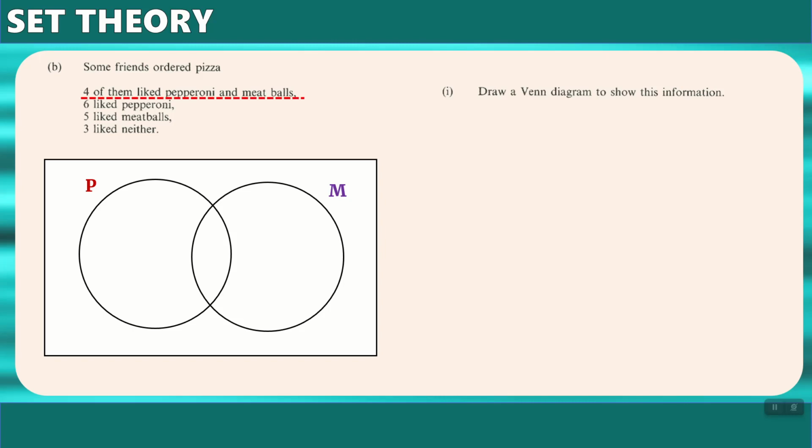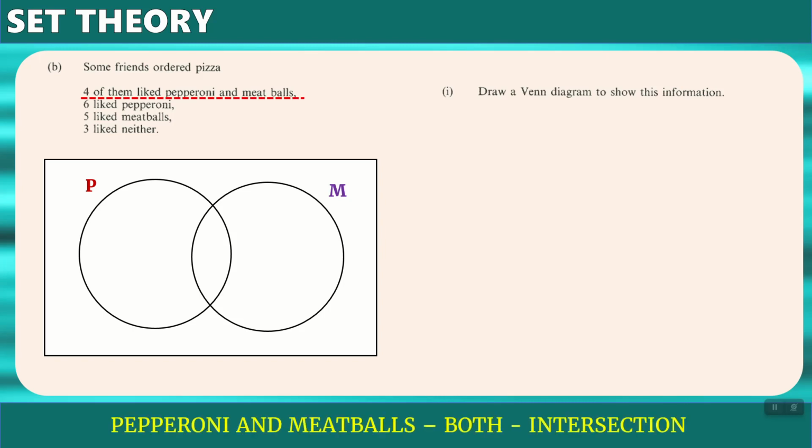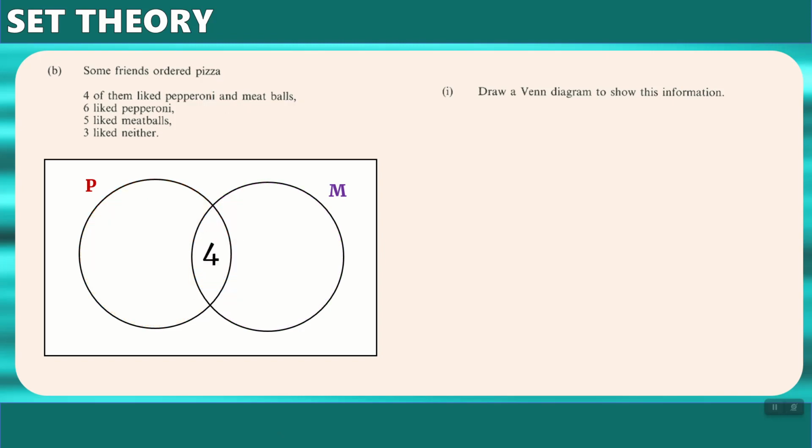The first part says 4 of them liked pepperoni and meatballs. And again, the clue is the word and. And means the intersection of P and M. Here is P and here's M. And the point at which they intersect, this section right here, is the section where people liked pepperoni and meatballs. And we see that's 4, and so we write the number 4 in that space.